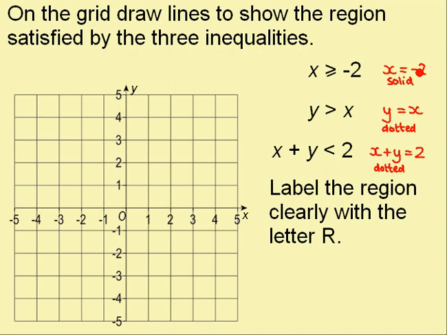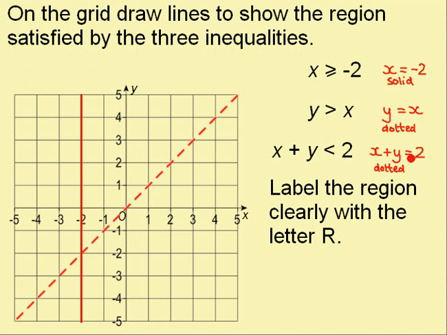Now the line x equals -2 crosses through the x-axis at the number -2, and it's a vertical line. So this is my first line. Now I've got to draw the line y equals x. I know that that's the line that goes diagonally through 0, 0, 1, 1, 2, 2, etc. And I need to draw this as a dotted line. So the line looks like this.